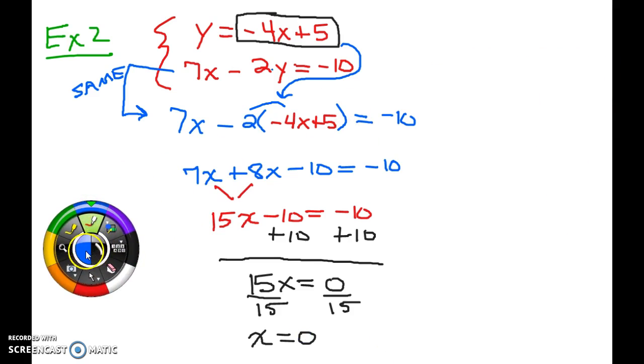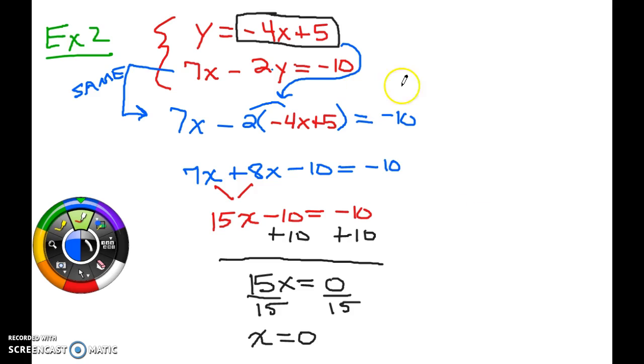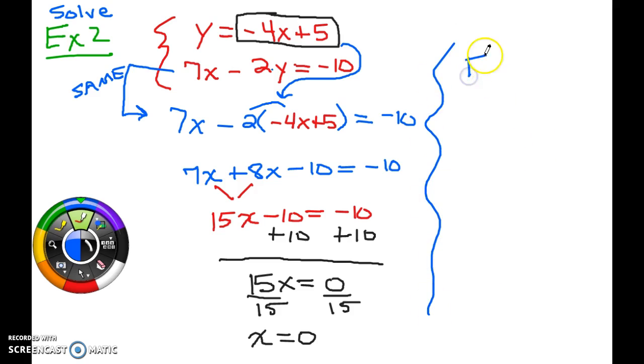But I just want to remind you that we're not done when we find x. When we're trying to solve a system, we have to solve for x and y. So we're not done yet. We found x. Now we have to find y.